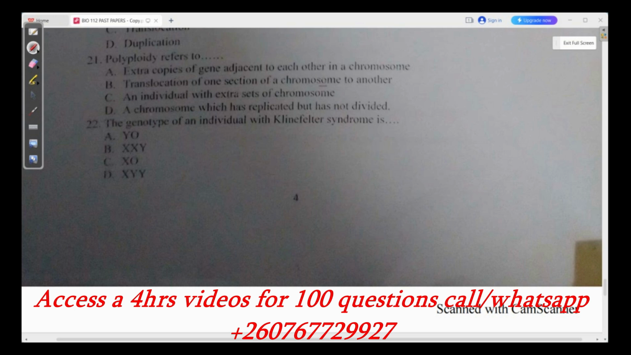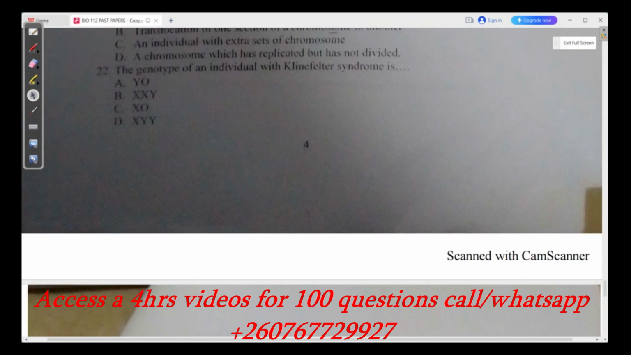So the answer is going to be C. An individual with extra sets of chromosome. Instead of these being in pairs, they are in groups of 3. Each pair, chromosome 1, they are in groups of 3. Chromosome 2, groups of 3. Just like that, all the 23 pairs. That situation is what we call polyploid. Some can even be 4. Okay? That is polyploid. So an individual with extra sets of chromosome.